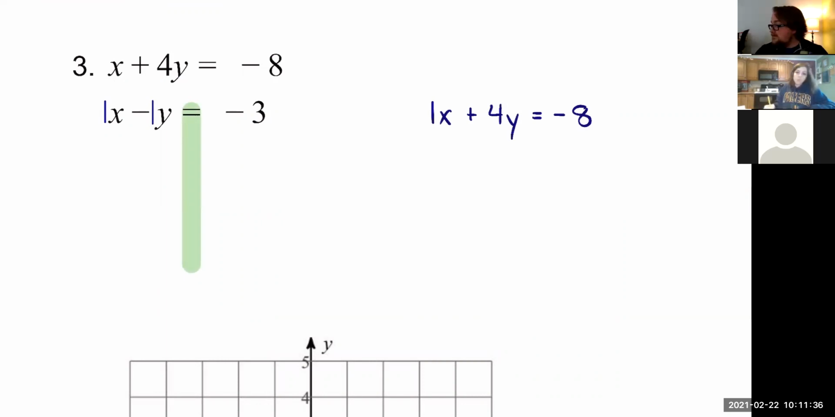So Leanna, you already kind of hit exactly what we need to do. We need that y by itself. We need to solve for y. So getting that y by itself here, I'm going to first subtract 1x from both sides.